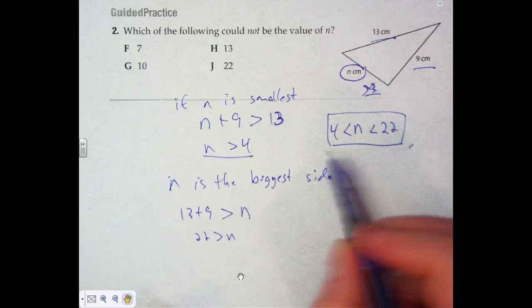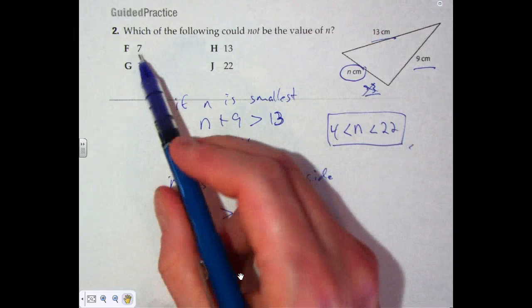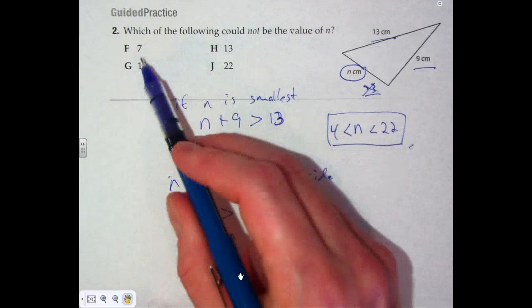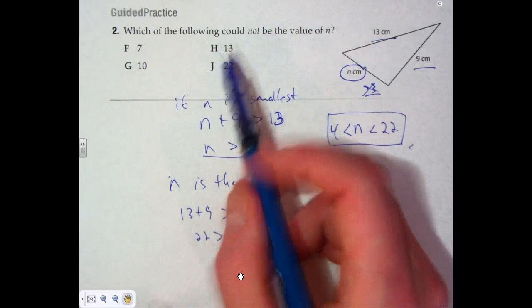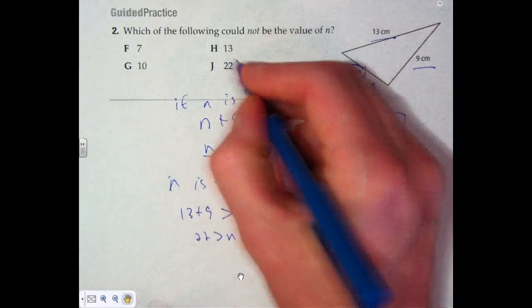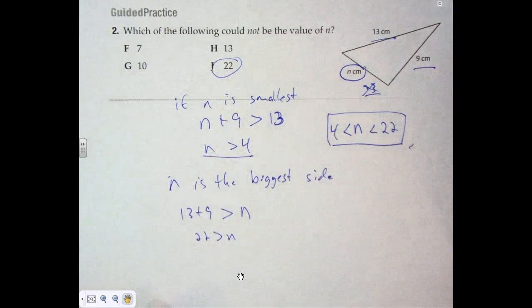And this is our range now. And then we look at our answers. 7 is bigger than 4, but less than 22. 13 is bigger than 4, but less than 22. 10 is bigger than 4, but less than 22. Oh, 22 equals 22. Not possible. It would collapse upon itself.